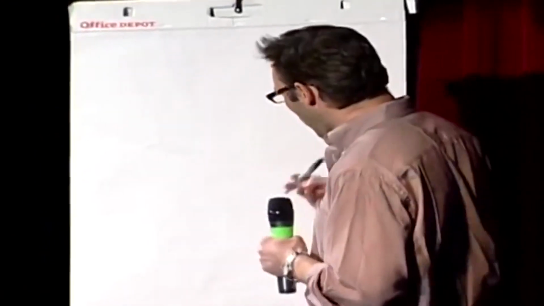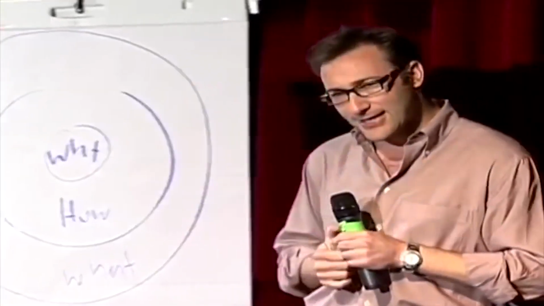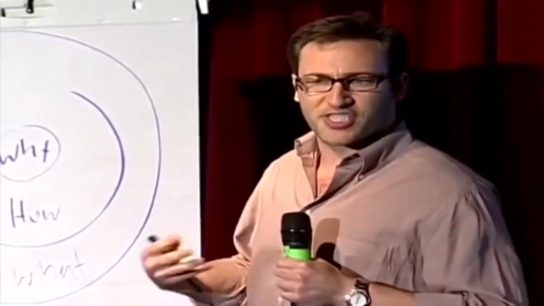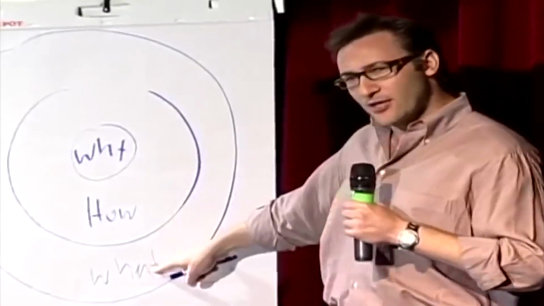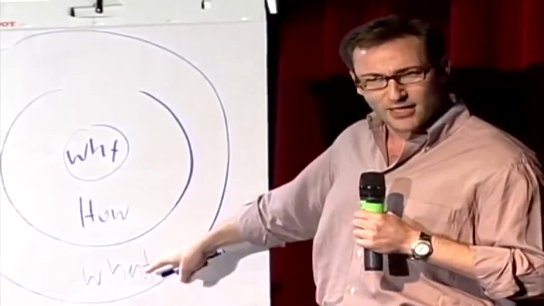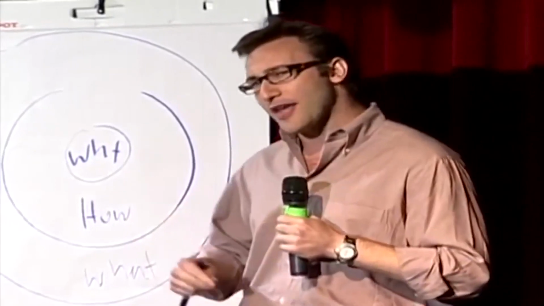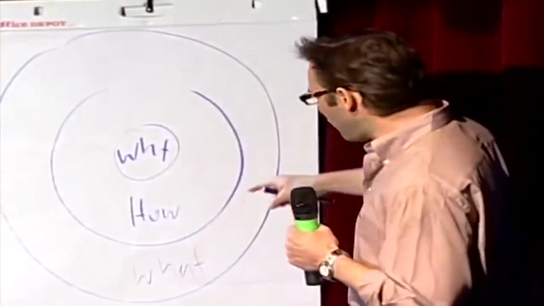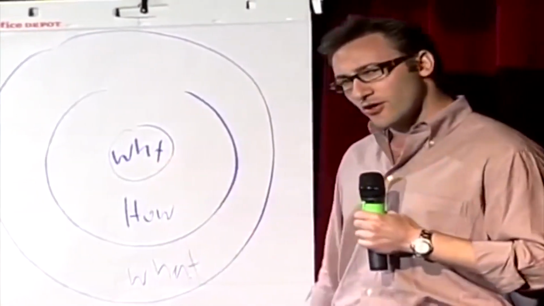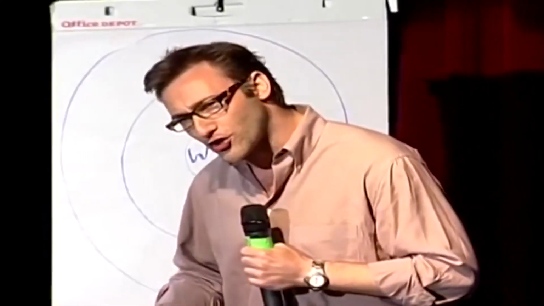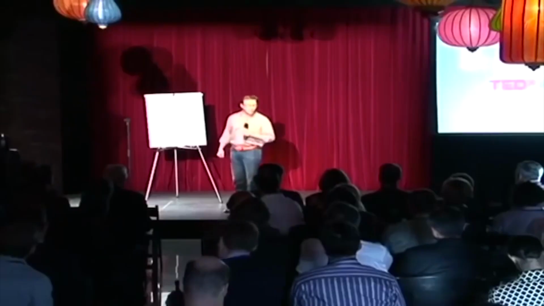Let's check it out. Probably the world's simplest idea. I call it the golden circle. This little idea explains why some organizations and some leaders are able to inspire where others aren't. Every single person, every single organization on the planet knows what they do, 100%. Some know how they do it, but very, very few people or organizations know why they do what they do. By why, I mean what's your purpose, what's your cause, what's your belief, and why should anyone care?